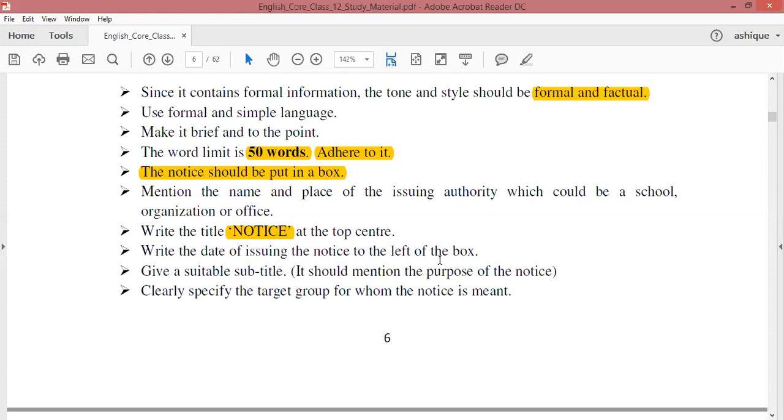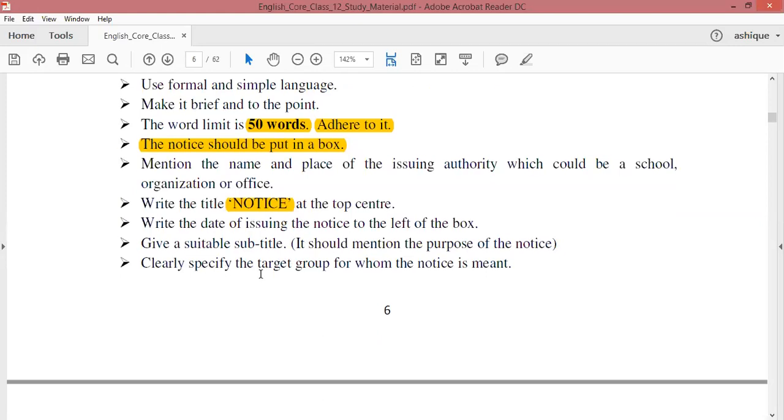Clear? Give a suitable title, which you must not forget, my students. It should mention the purpose of the notice. What is the reason for writing the notice? That is the subtitle, the heading. So the heading should be there. Without the heading, our notice is incomplete. Getting my point, students? You must not forget to give a subtitle or heading. Clear?